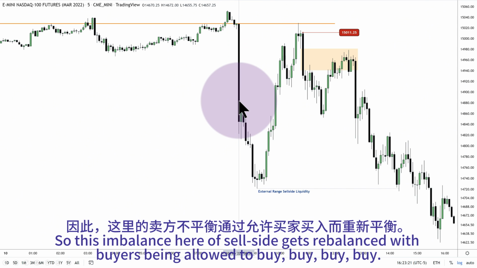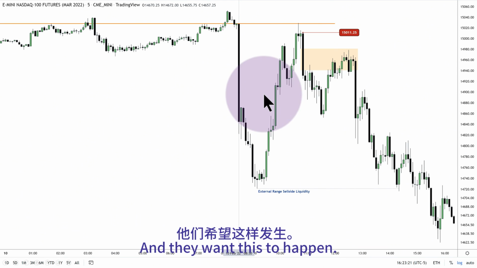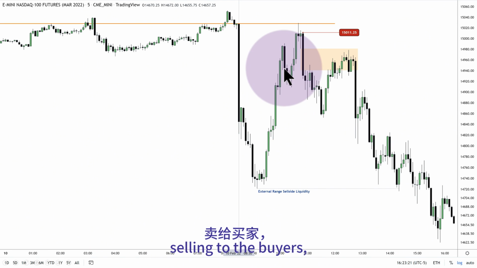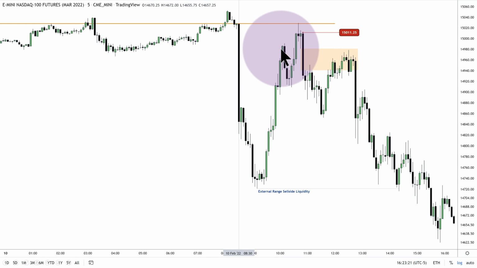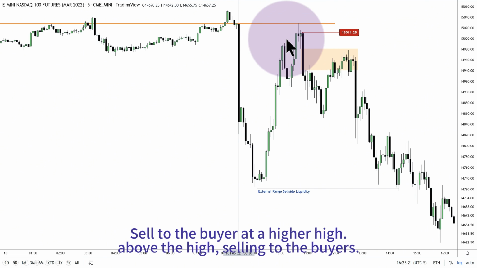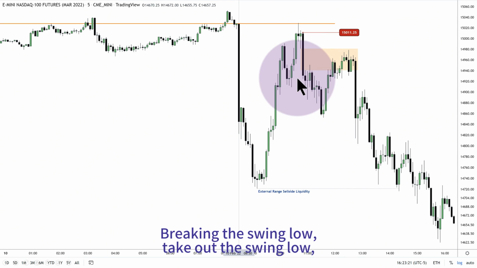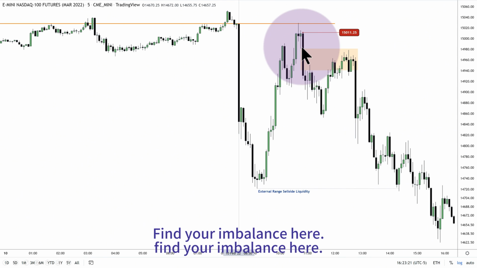So this imbalance here of sell side gets rebalanced with buyers being allowed to buy, and they want this to happen. Smart money wants this to happen because those buyers are coming in, and smart money is hedging into that as counterparty, selling to the buyers, selling to the buyers, above the high. Then they send it lower, take out the swing low, find your imbalance here.